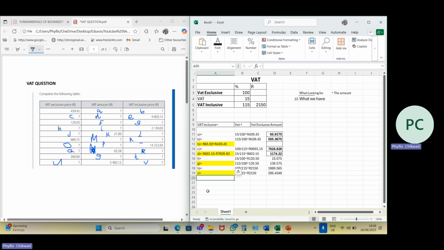Let's move on to J. With J, same principle again. First things first, we need to complete our table. With J, we only have VAT.